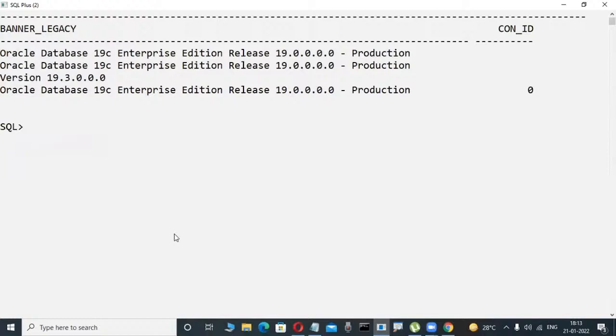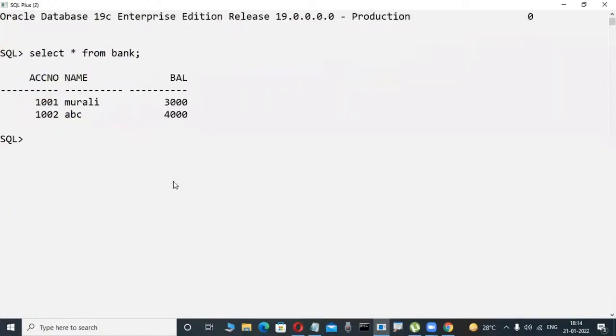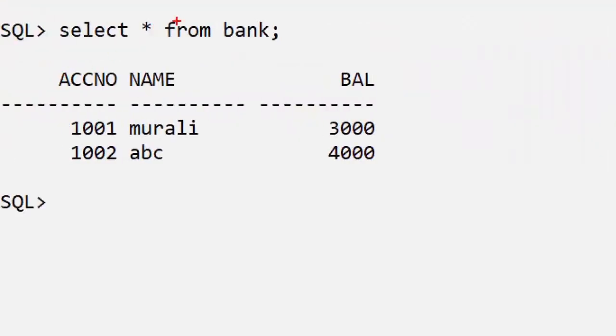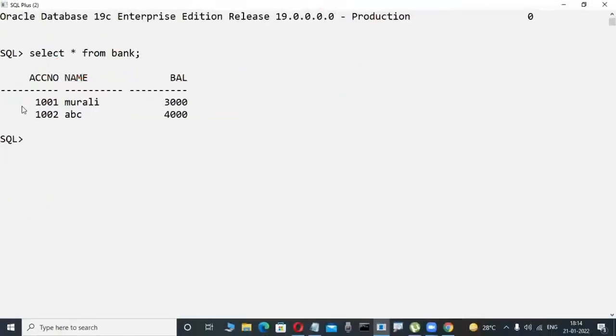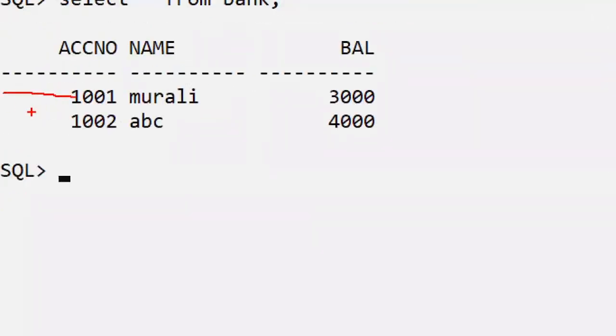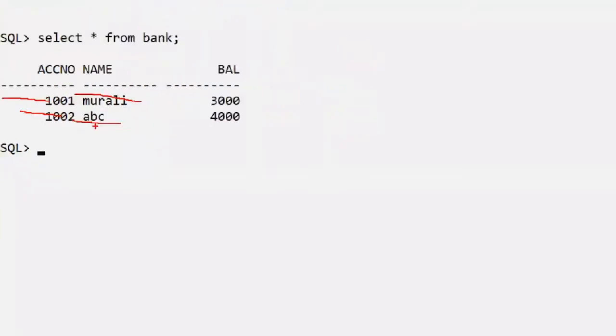Suppose in this database, observe here, bank is a table, for example. Just observe the scenario, a very easy way to understand. In a table format only, we are storing the data. Suppose this is SBI bank, for example. In this bank, this is the data. Observe here, these are columns: account number, name, and balance. These are called columns. Here, these are 1001 and so on. These are called rows or data.